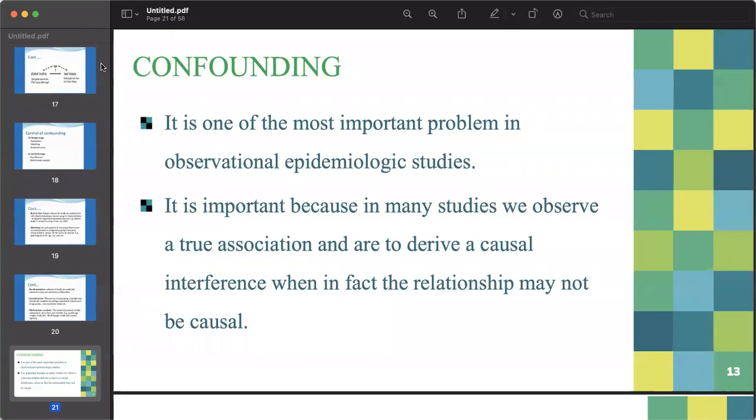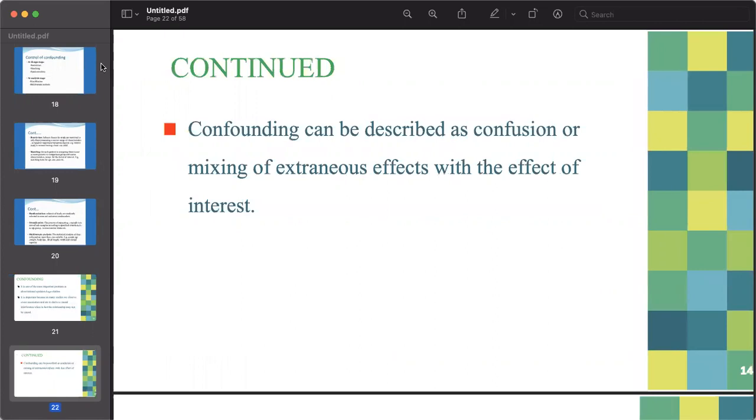Confounding is one of the most important problems in observational epidemiological studies. It is important because in many studies we observe a true association and are tempted to draw a causal inference when in fact the relationship may not be causal. Continued.